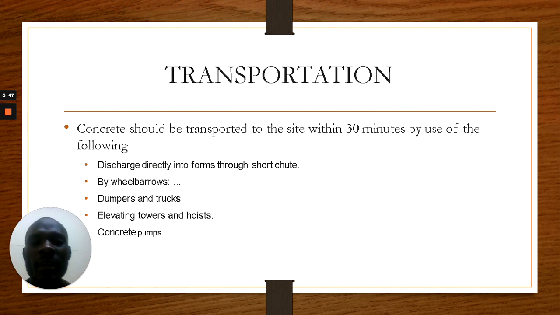So the next one is transportation. After batching, now you have mixed the concrete, so you transport it to the required destination. So concrete should be transported to the site within 30 minutes by use of the following. We have discharge directly into forms through short chute. We have use of wheelbarrows. We have use of dampers, elevating towers and concreting pumps.